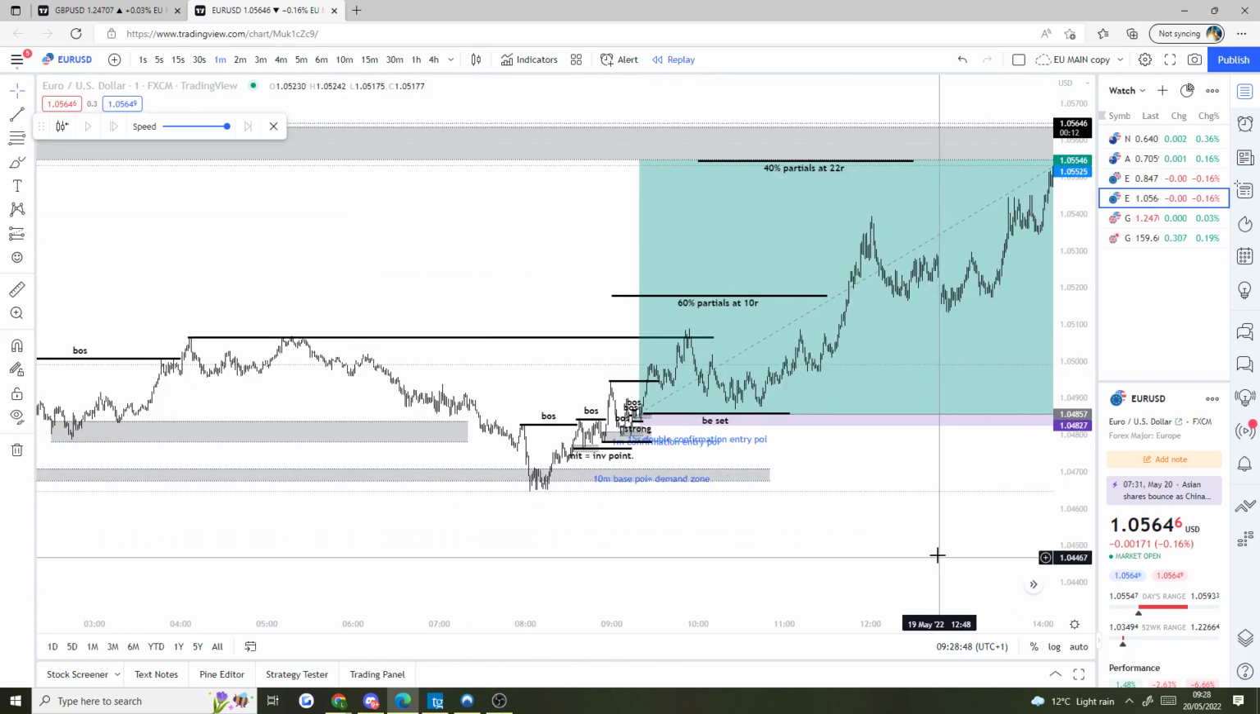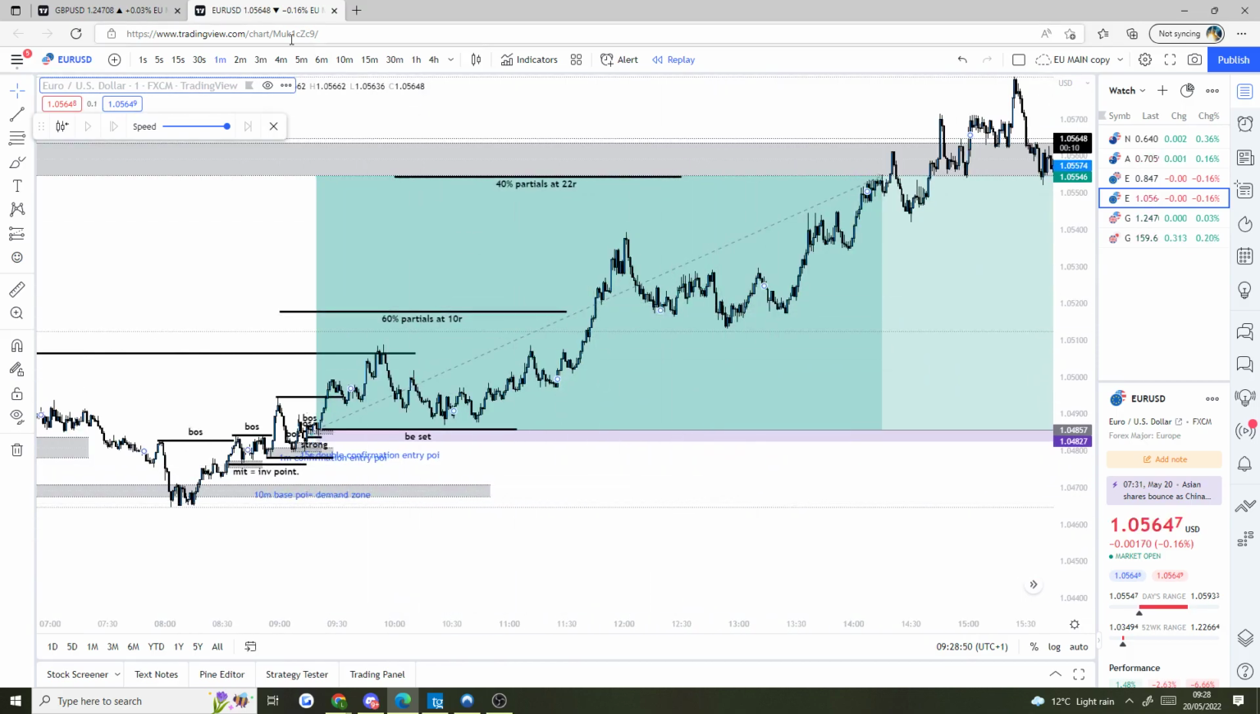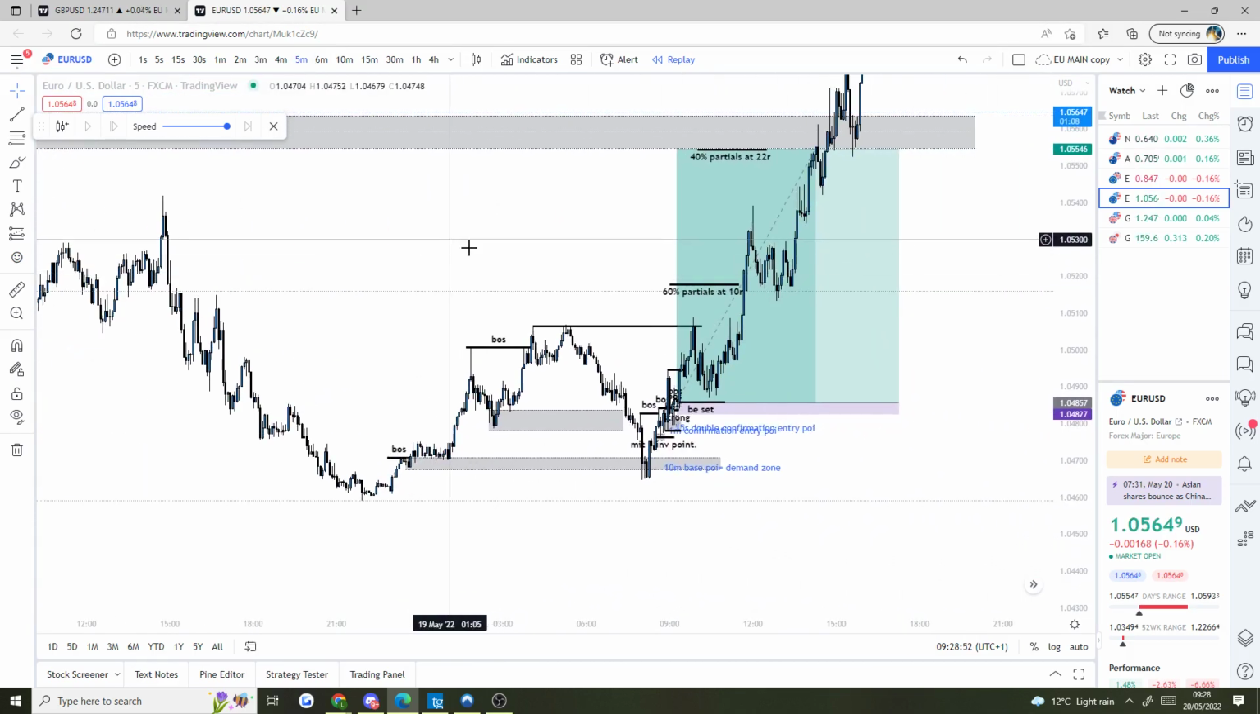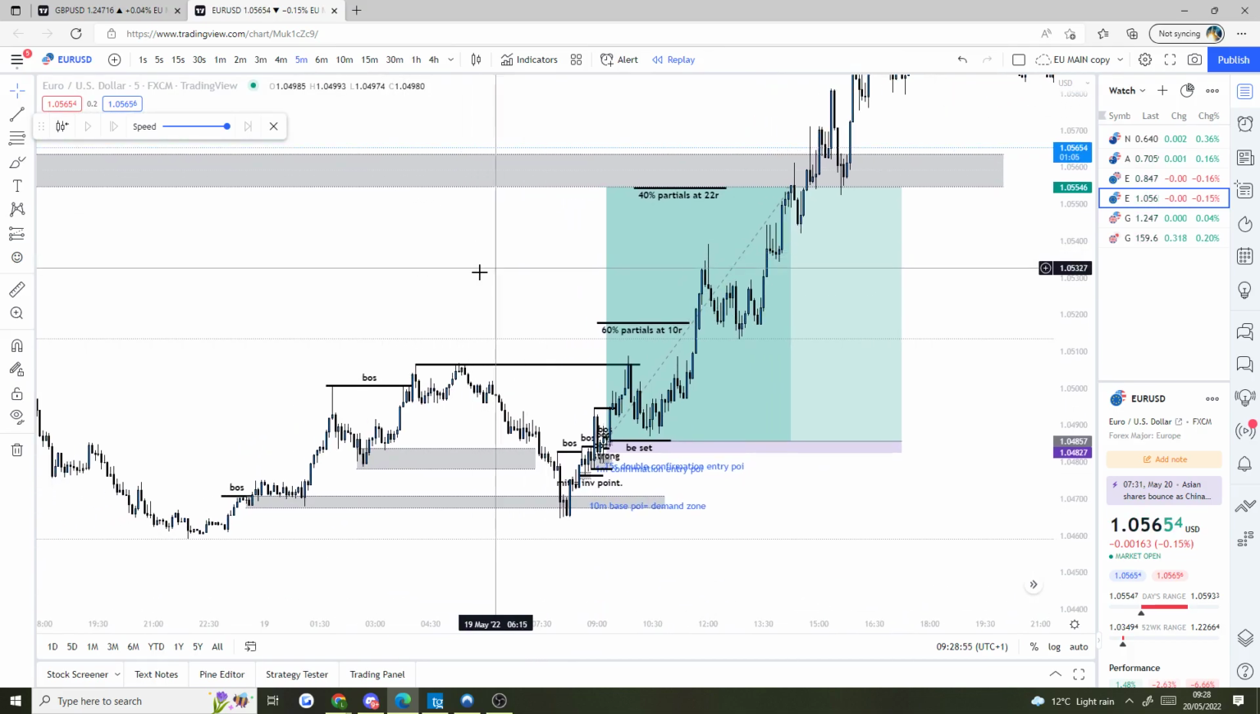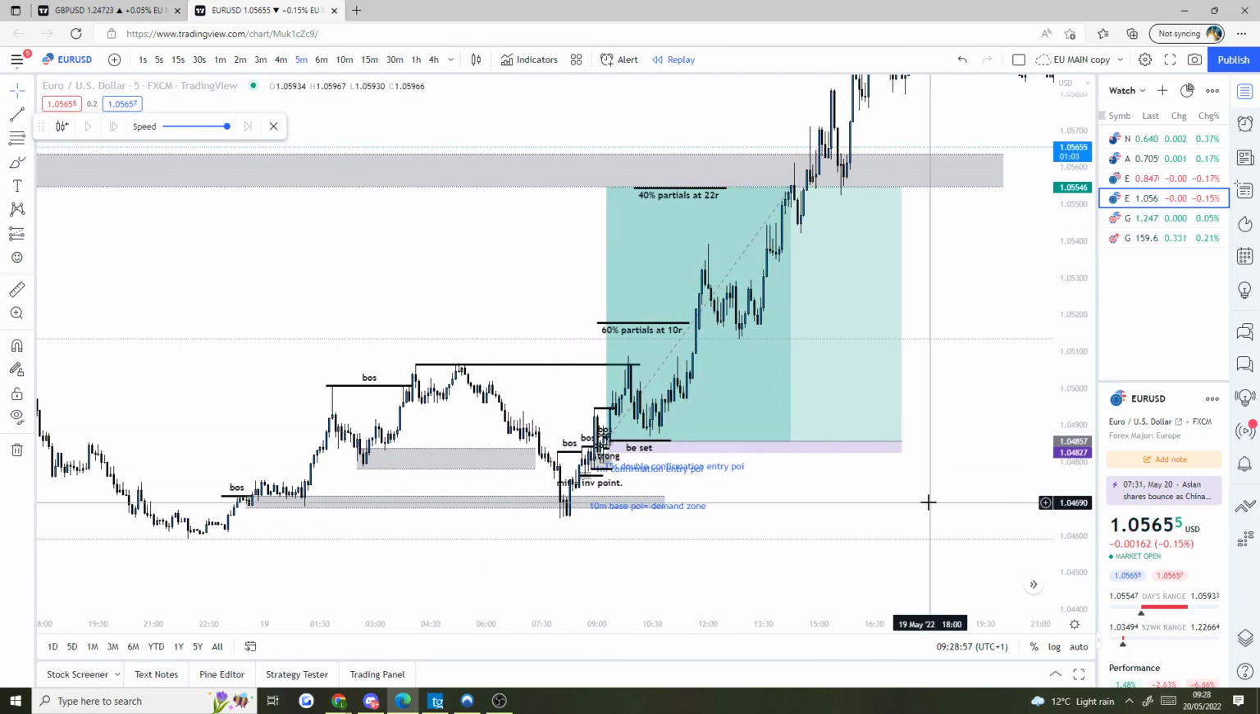So guys, for me, I got about 15R out of this trade. I was super happy with the trade, and that is my Euro Dollar buy from the 19th of May 2022.